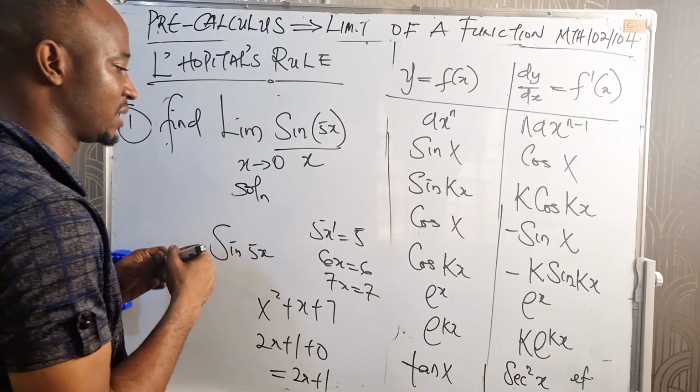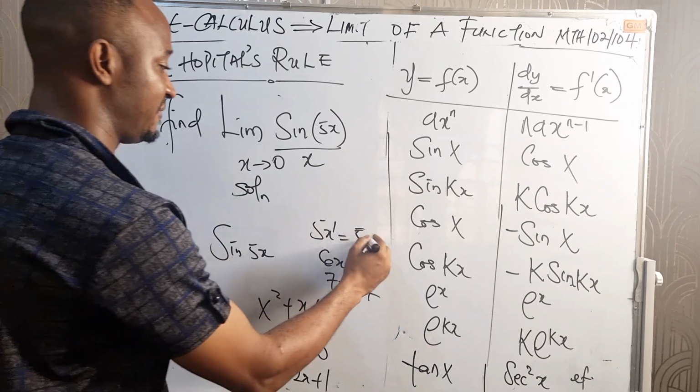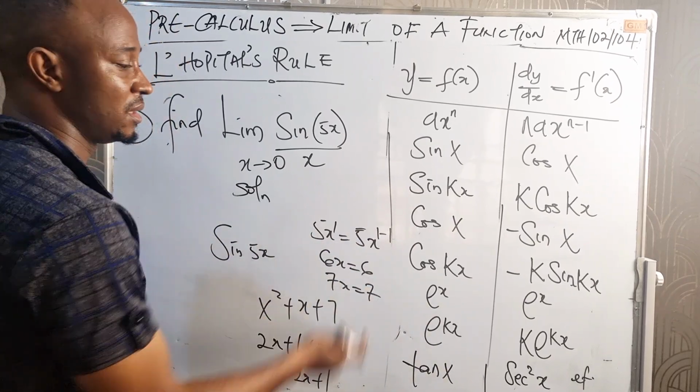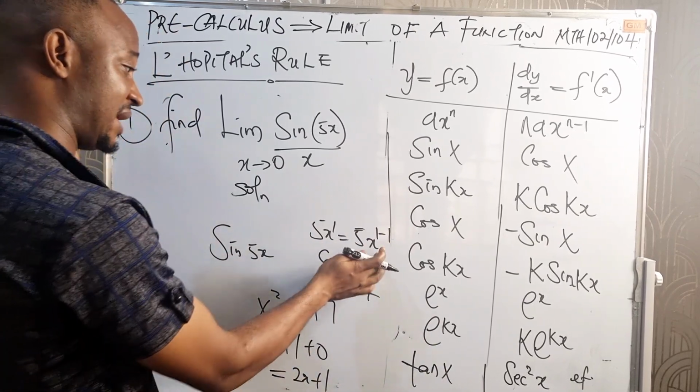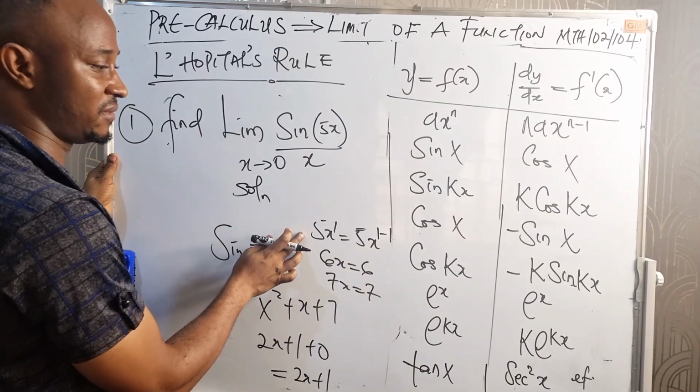Why? Because if you multiply the power, 1 times 5 is 5. I mean, 5x to the power of 1 minus 1 will give us 0, and x to the power of 0 is still 1. So 1 times 5 is still 5. Do you get the concept?